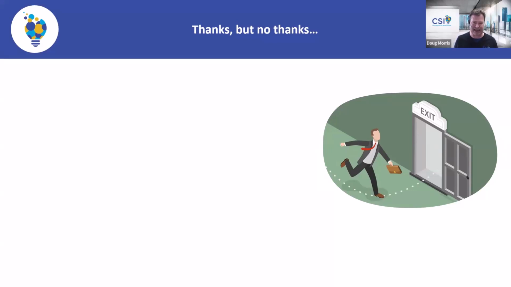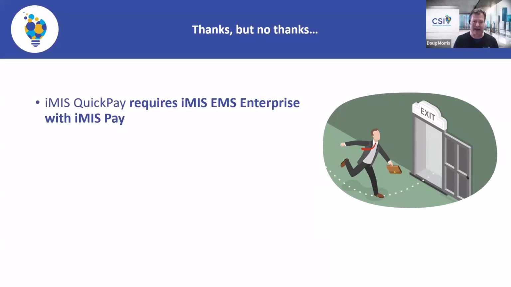But just in case, we're going to cover some things that you need to use iMIS QuickPay. First off, iMIS QuickPay does require you to be on EMS Enterprise, and you have to be using iMIS Pay. So you're probably like, well, what's iMIS Pay? Well, if you are using Pay Central, you have iMIS Pay. So in EMS, there are some other payment methods, but if you're using global payments, you're all set.